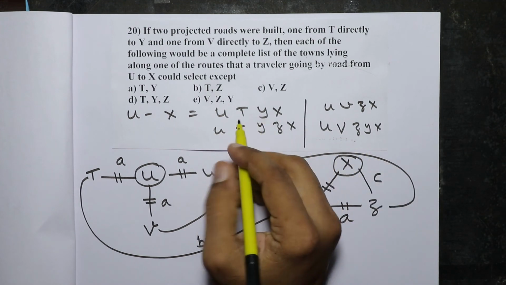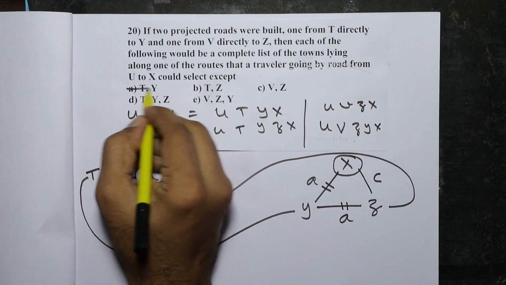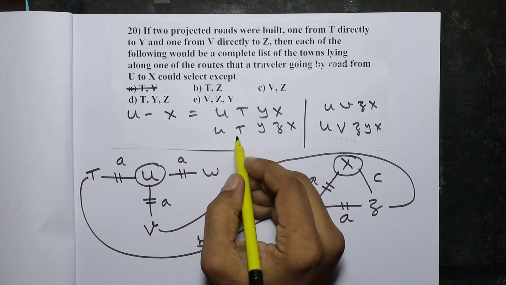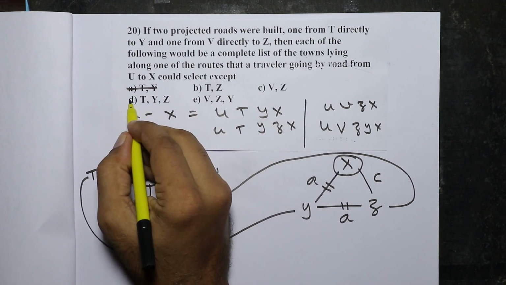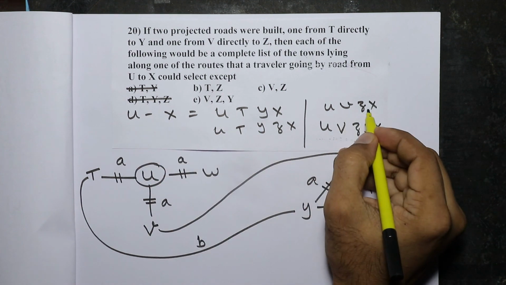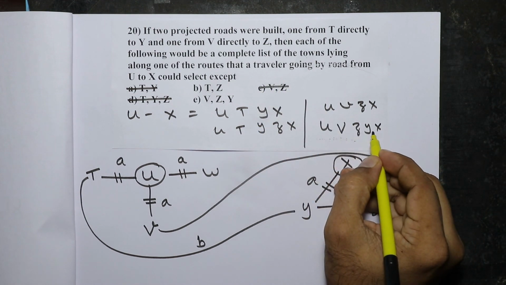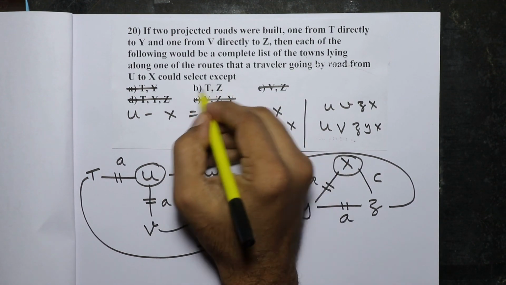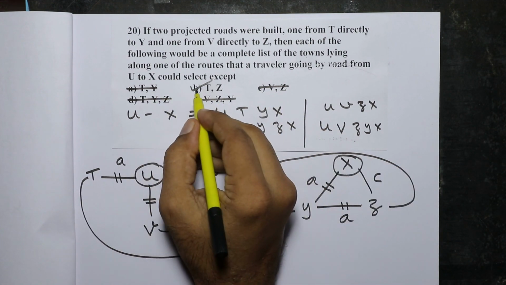So if you look at this route, the intermediate towns will be T and Y. So T and Y is possible, so A can be eliminated. You need to find out what is not possible. Look at this. T, Y, Z. So you have T, Y, Z, that is possible, so that can be eliminated. Look at this route. V and Z is possible, so that can be eliminated. V, Z and Y possible. So what you can't eliminate is option B. So this is the one which is not possible. All the others we have shown can be true. So the correct answer is option B.